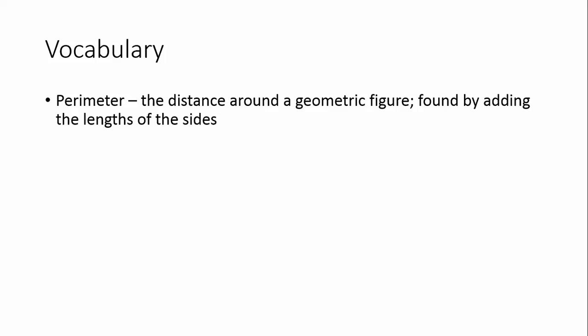Perimeter is the distance around a geometric figure, and it's found by adding the lengths of the sides. So when we discuss perimeter, you imagine yourself walking around the outside of the object, and you are determining basically how far did you walk.